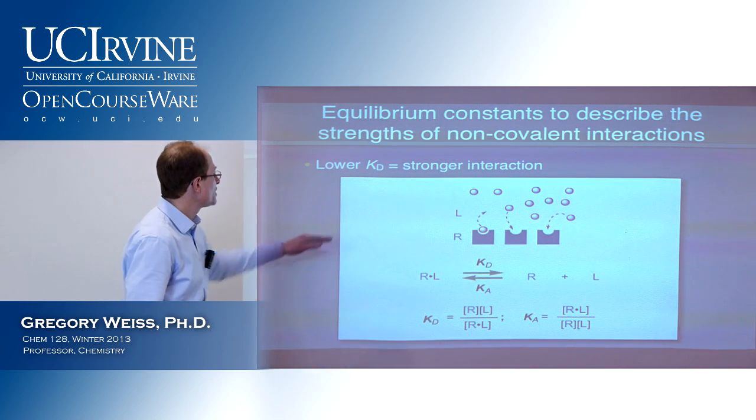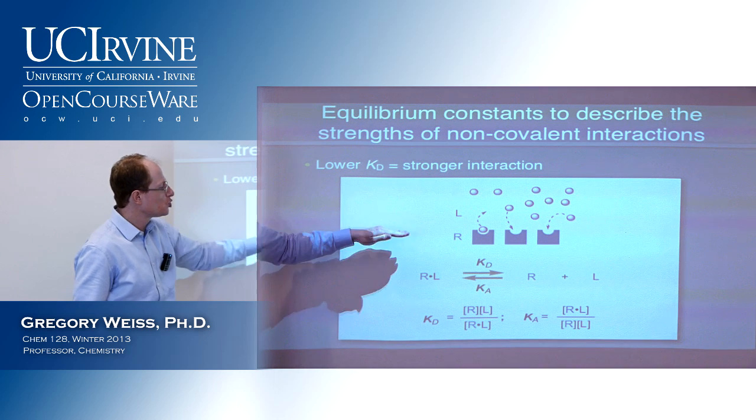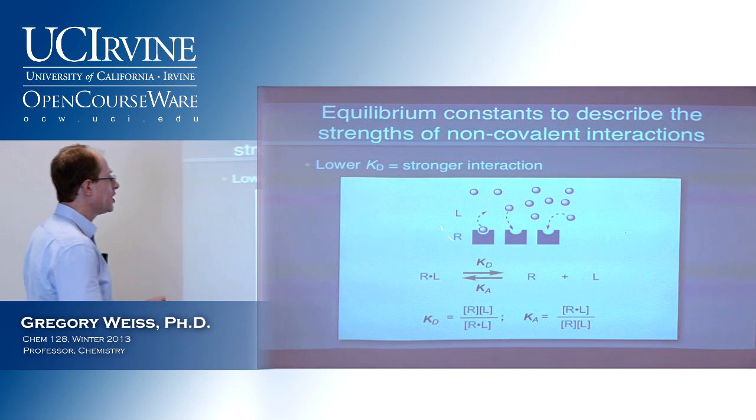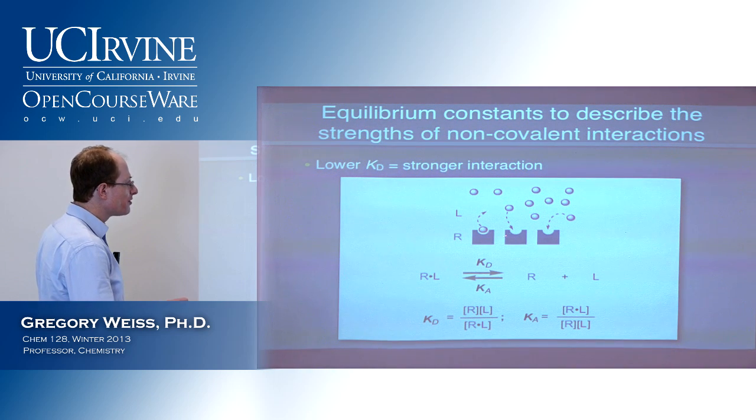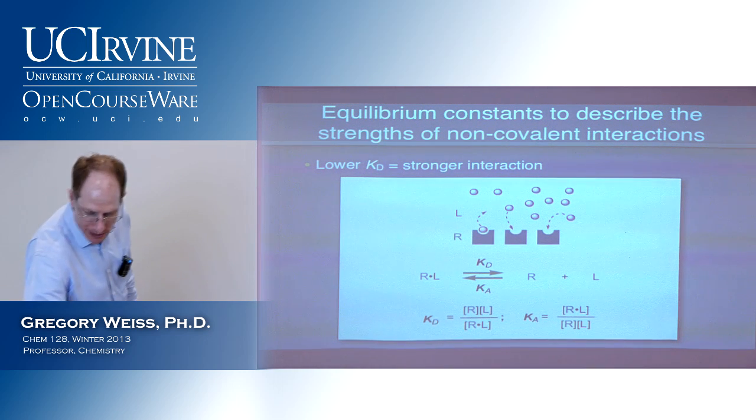But what matters is that a lower Kd means a stronger interaction. That means more of the ligand is bound here, right? So you have more of the complex formed, bigger number down here, lower Kd. So let's take a look at some of these.